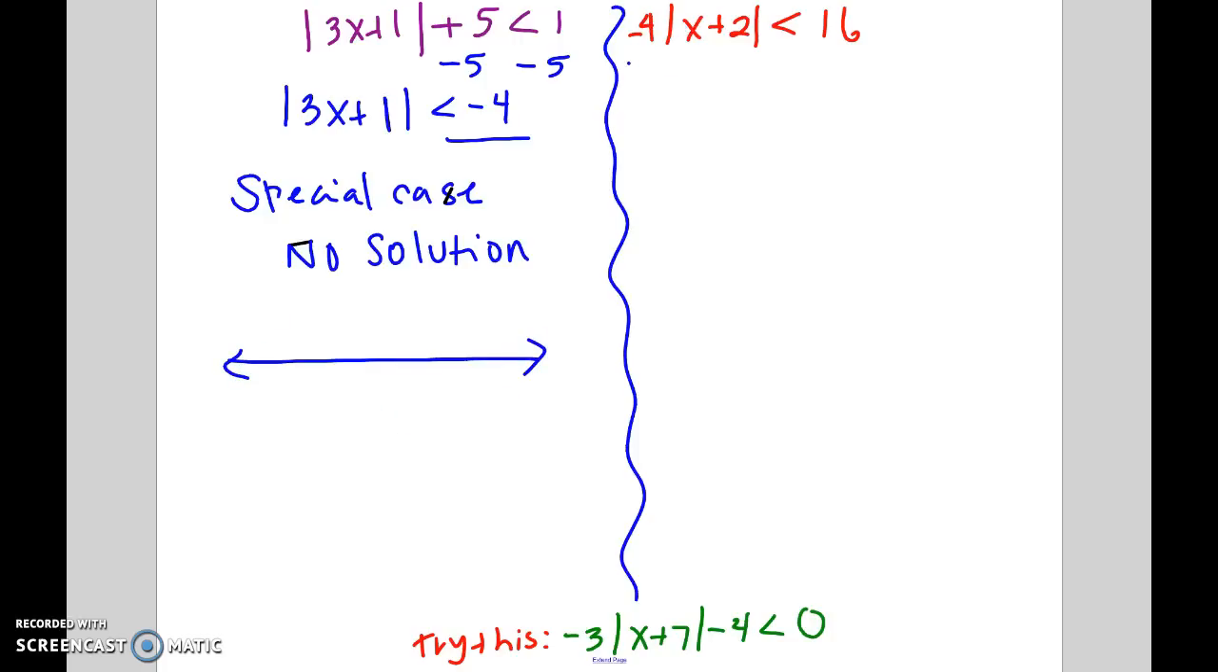Now look over here. I would divide by -4. Remember, when you divide by a negative, you have to always flip the sign. So now it is an or, greater than or equal to a negative. So greater than a negative is, again, a special case.